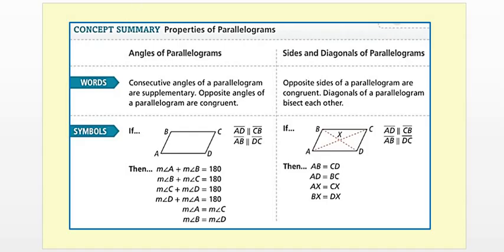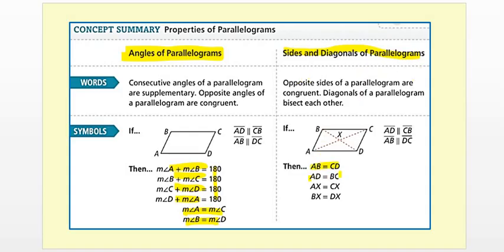This side is showing angles of the parallelogram. So we know that the consecutive angles of a parallelogram are supplementary, opposite angles of a parallelogram are congruent. We discussed these theorems. This is about the supplementary angles and this is about the opposite angles. What can we say about the sides and the diagonals of the parallelogram?